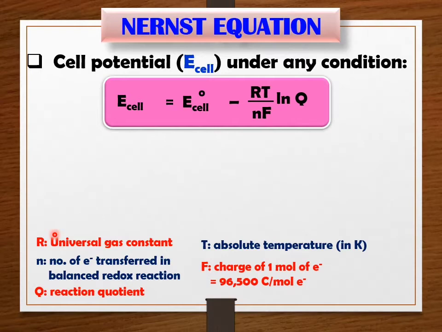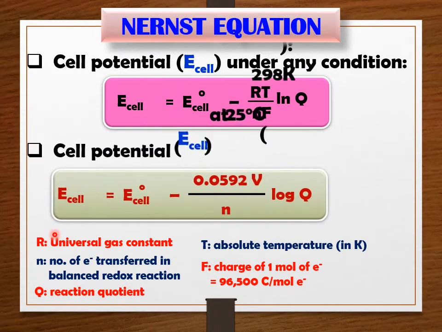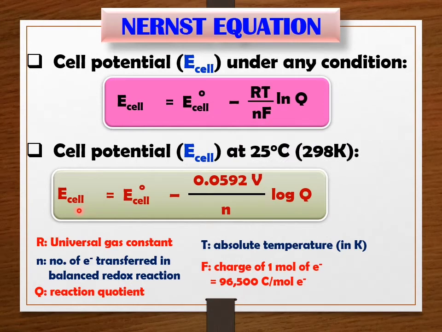But guys, normally the formula that we are going to use is the second formula, which is E cell, the cell potential, equal to E0 cell minus 0.0592 volt divided by n, log Q. So what is Q?